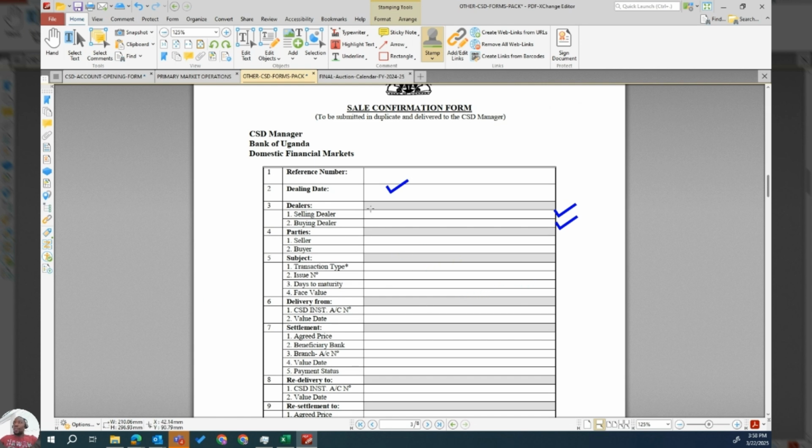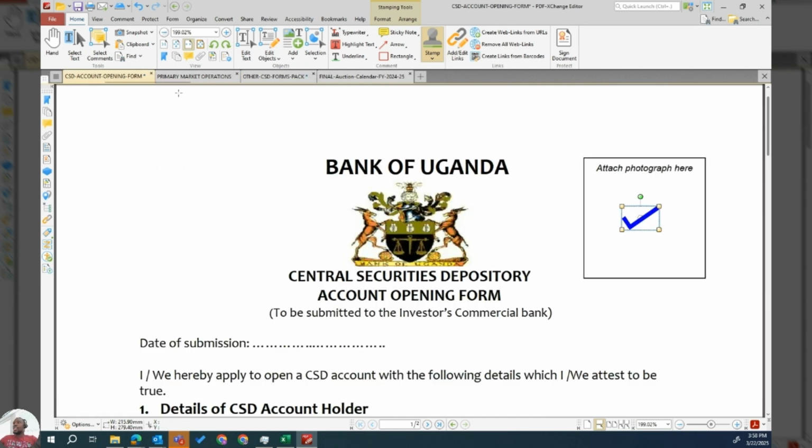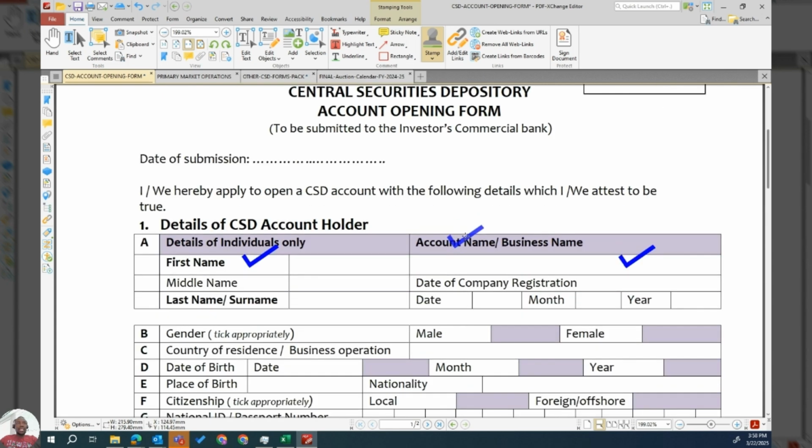But before you fill up these forms, you must first fill up this particular form that looks like this. But before you do that, you must first have a bank account. So if you have a bank account with any bank, just go to them, or if you are not in the country, reach out to them openly and ask them to give you a CSD account opening form, and fill that up and be ready to invest in treasury bonds.